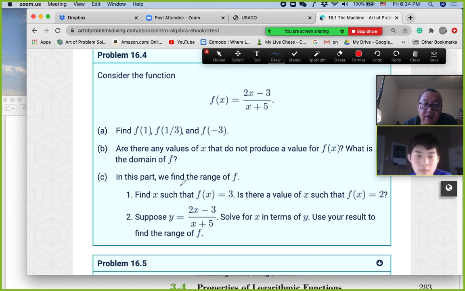Now let's say C. Okay. Can you read C? In this part, we find the range of f. Number 1, find x such that f of x equals 3. Is there a value of x such that f of x equals 2? So, equals 3, okay. Can you show it right on my screen? So this one, they give you the function value equals 3. Then they ask you to find what is x.